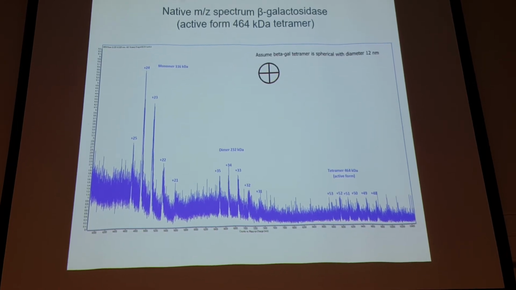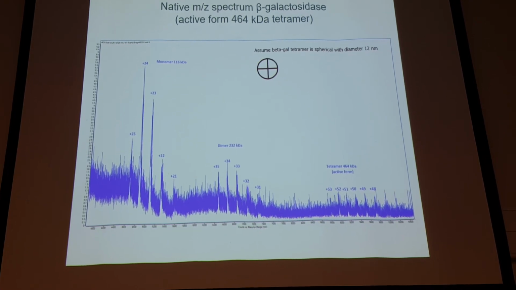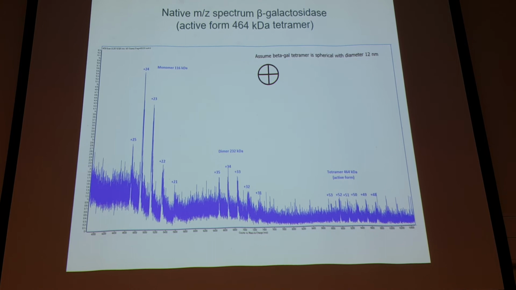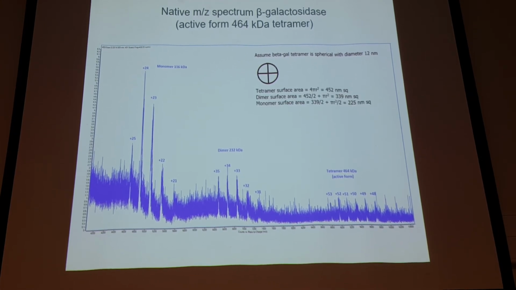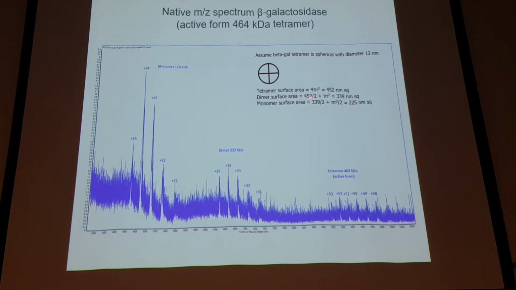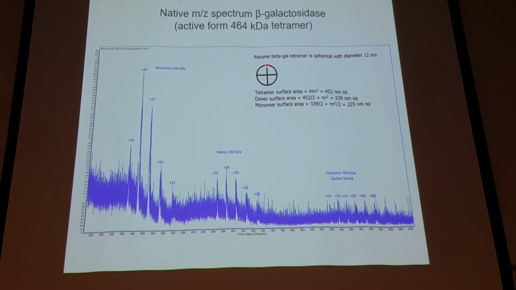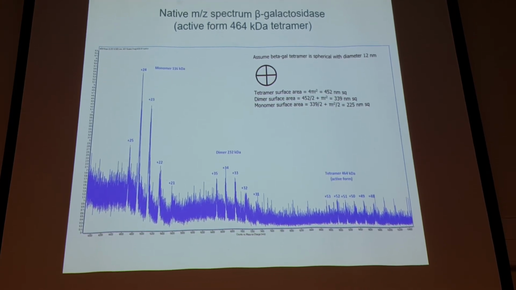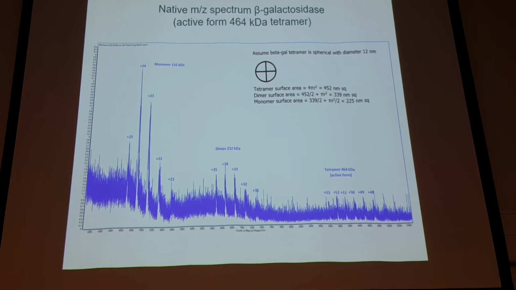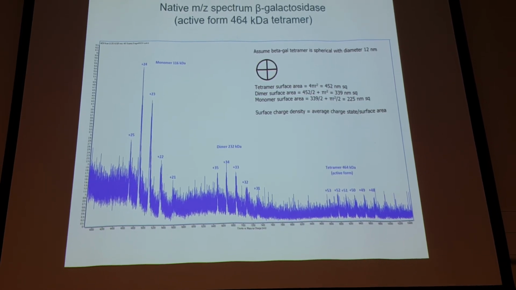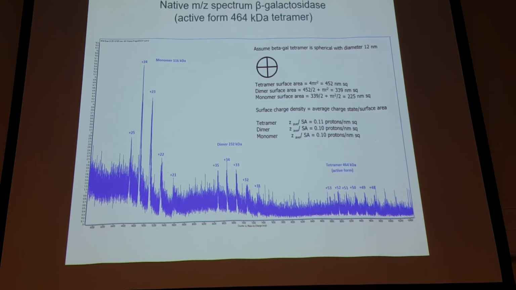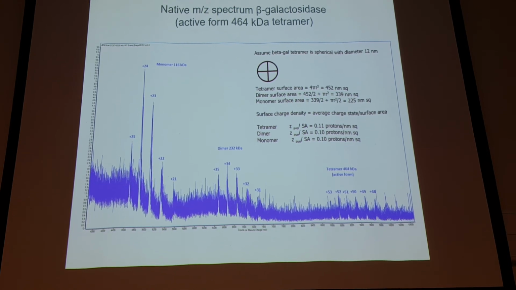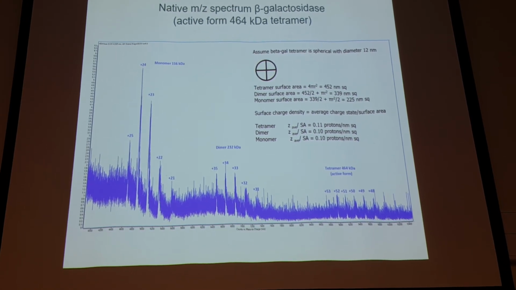Well, I did a little back of the envelope calculation, and I simply assumed that beta-galactosidase, as a tetramer, I found its diameter is 12 nanometers. If you just simply work out the surface area for the tetramer, if you imagine that the dimer just has two additional surfaces and the monomer will have another additional surface, and you calculate the surface area, and then you divide that by the average charge state, what you discover is that the charge density is almost exactly the same. So I'm thinking, well, that's extremely interesting.